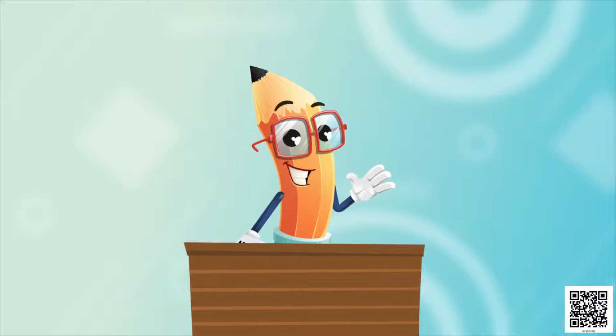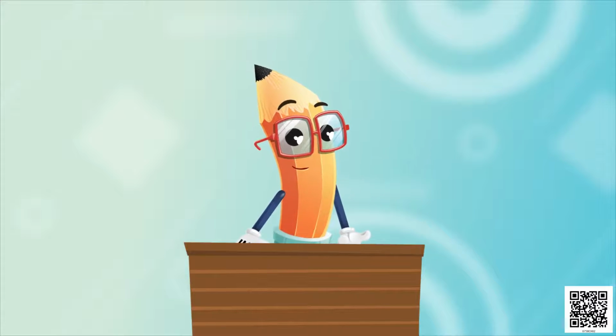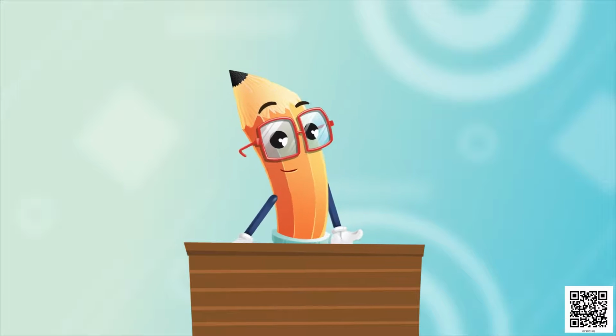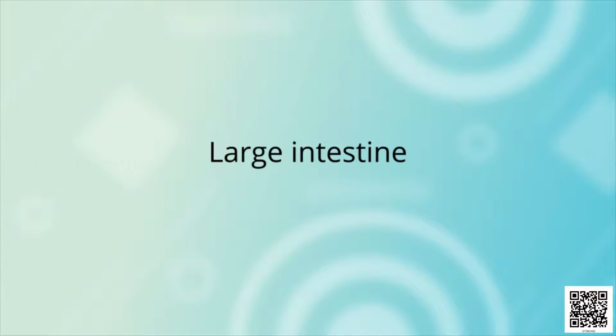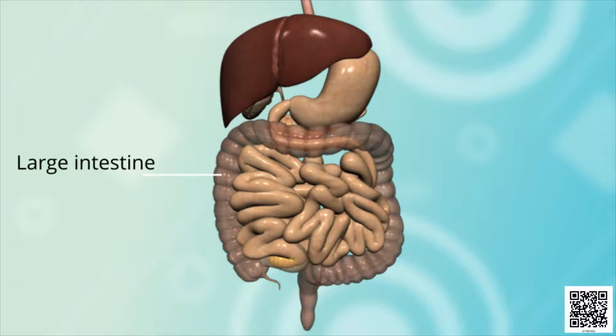The food that remains undigested and unabsorbed enters into the large intestine. Now we will talk about the large intestine. The large intestine is wider and shorter than the small intestine. It is about 1.5 meters in length. Its function is to absorb water and some salts from the undigested food material. The remaining waste passes into the rectum and remains there as semi-solid feces. The fecal matter is removed through the anus from time to time. This is called egestion.